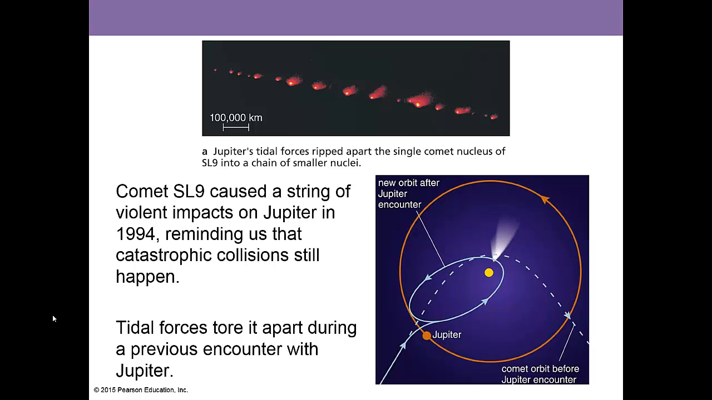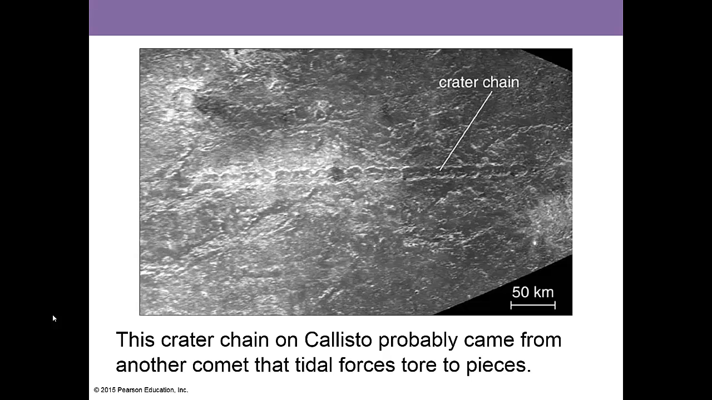Take a look at this. This is a very famous impact sequence. This comet, named after Gene Shoemaker and his wife, and David Levy, broke apart when it went around Jupiter and went into a string of pearls, 21 comets long, little bitty comets. And so the tidal forces broke it up. We have seen this before. We see these crater chains on Callisto, probably came from another comet that did the same thing.